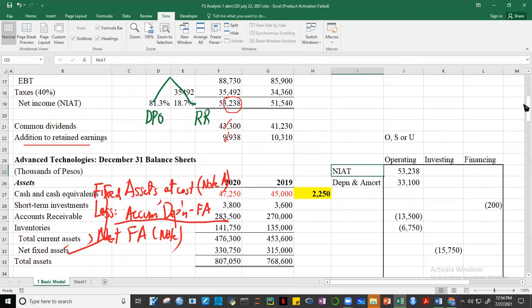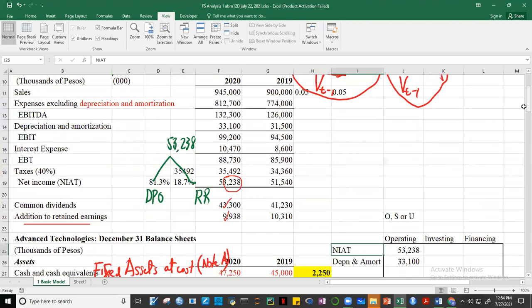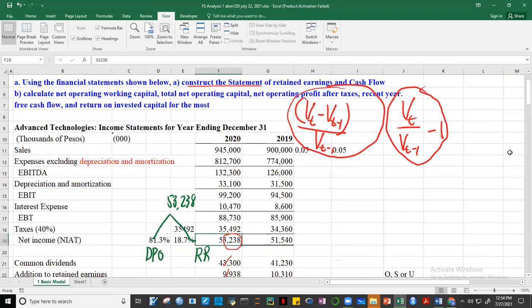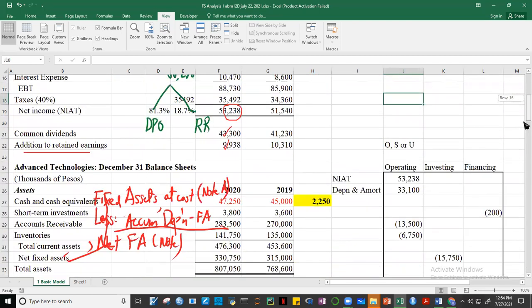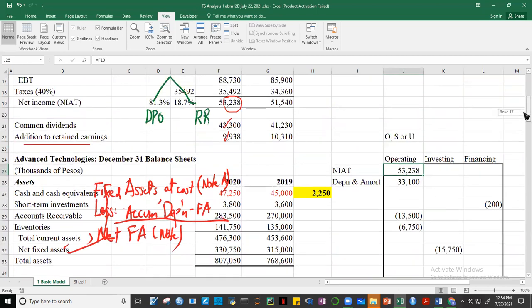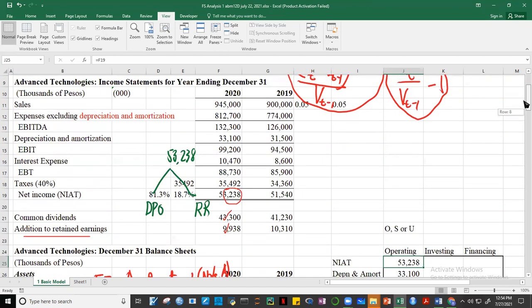Last time we said that we start with the net income after tax. We get this from the income statement of the current year. Here we have 53,238, and I'm emphasizing the fact that this is not equal to cash flow. That 53,238, guys, is not equal to cash, and we're putting it here in the template for our statement of cash flows. So there's something that we need to do with the net income after tax in order to convert it into cash flows.